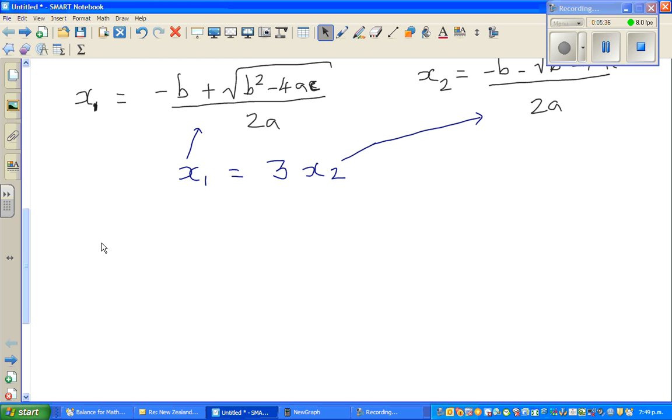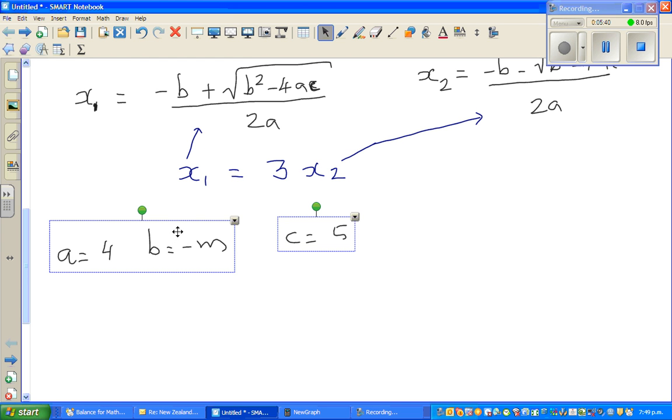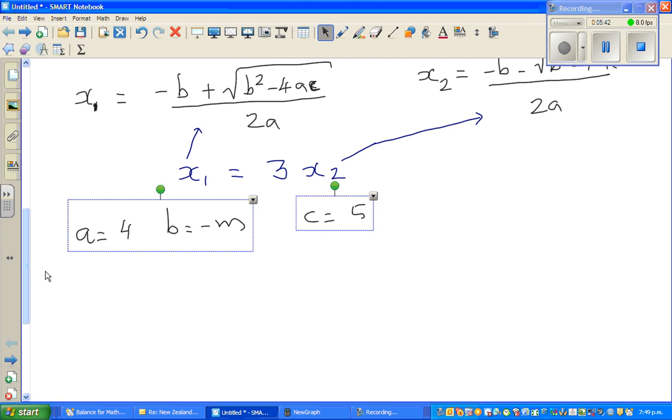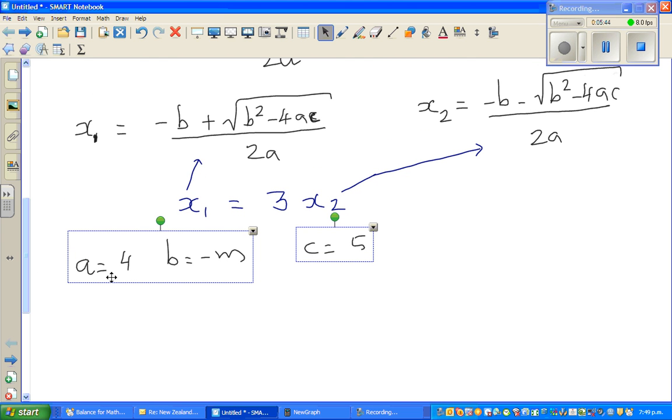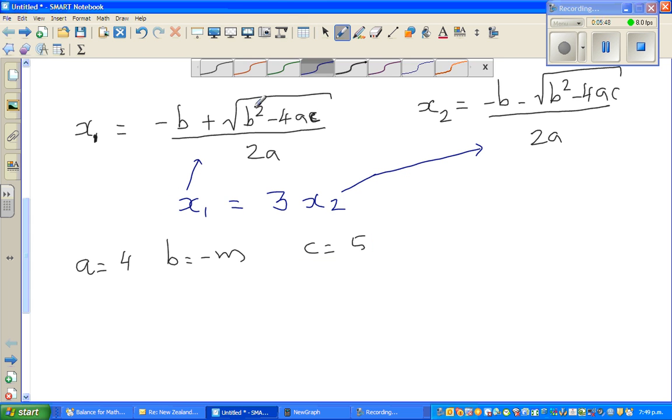Okay, so this is, I'm using a program called SmartBoard. Okay, so you got A, B, and C. A is 4, B is minus M, and C is 5. So let us put this in this equation.